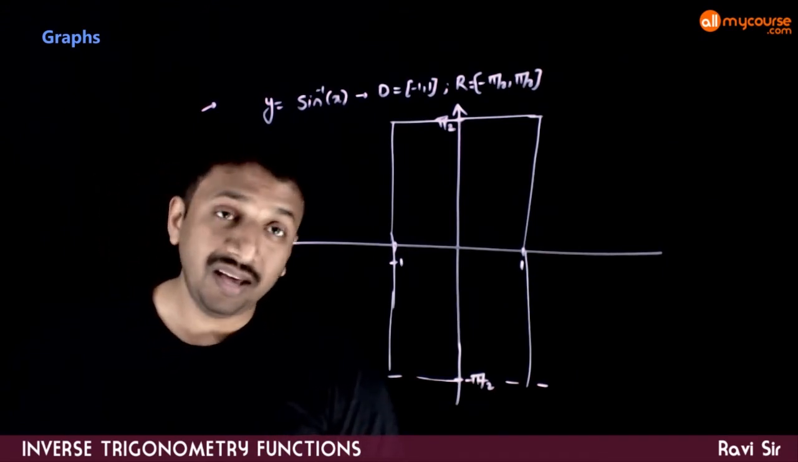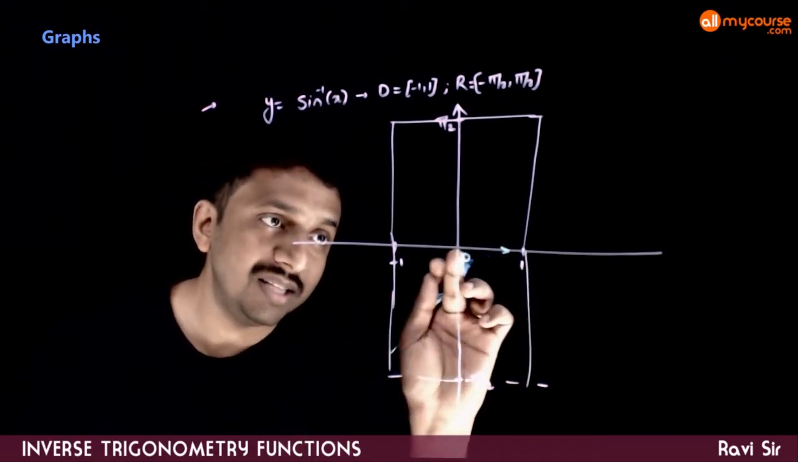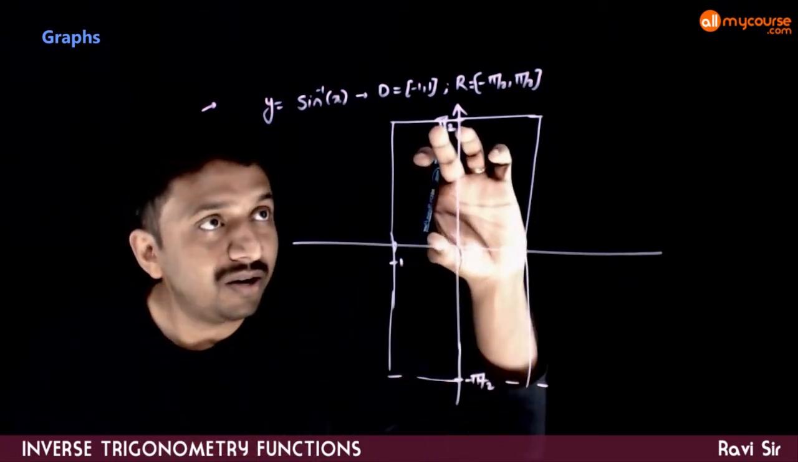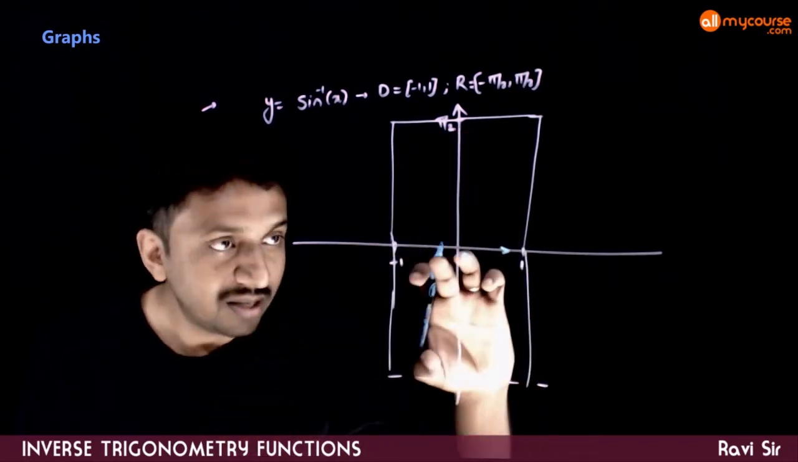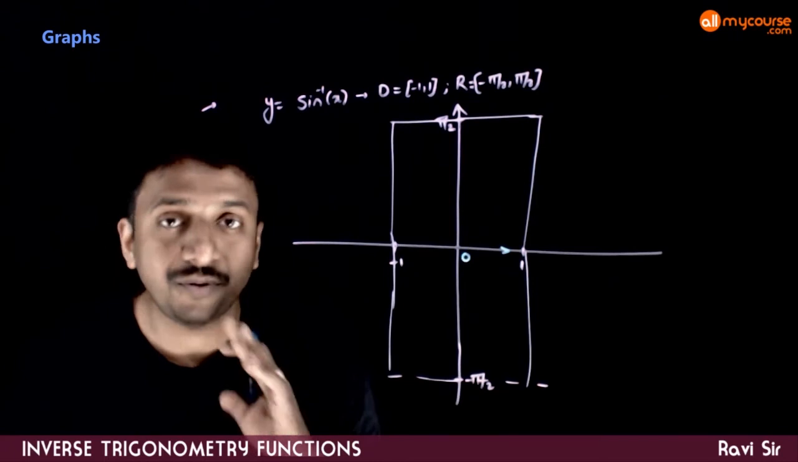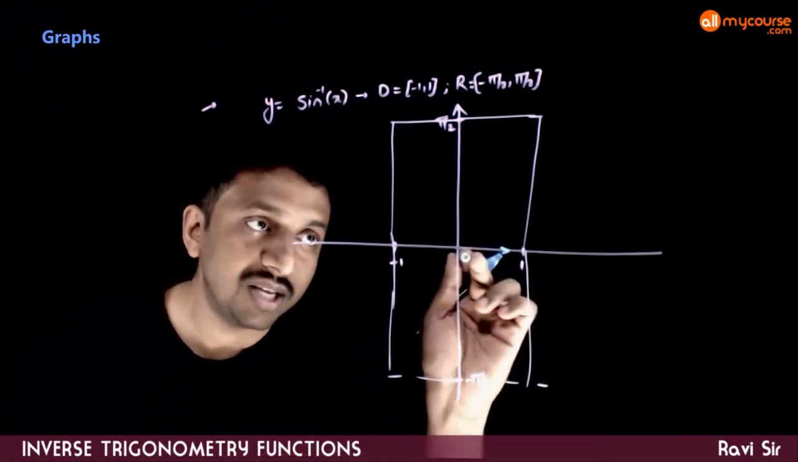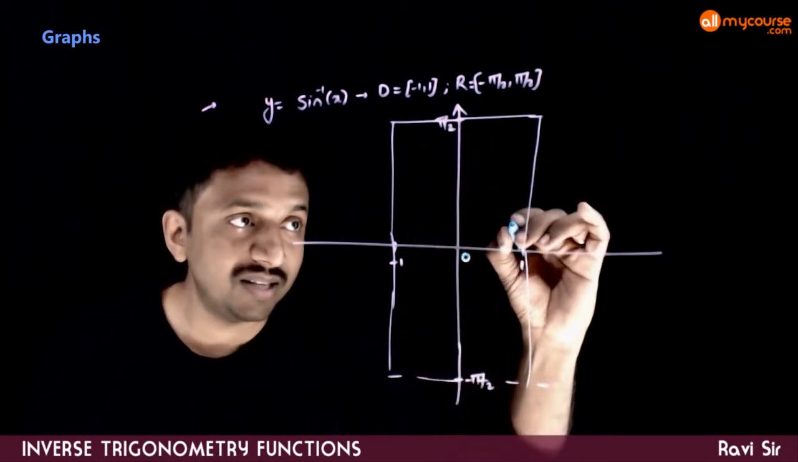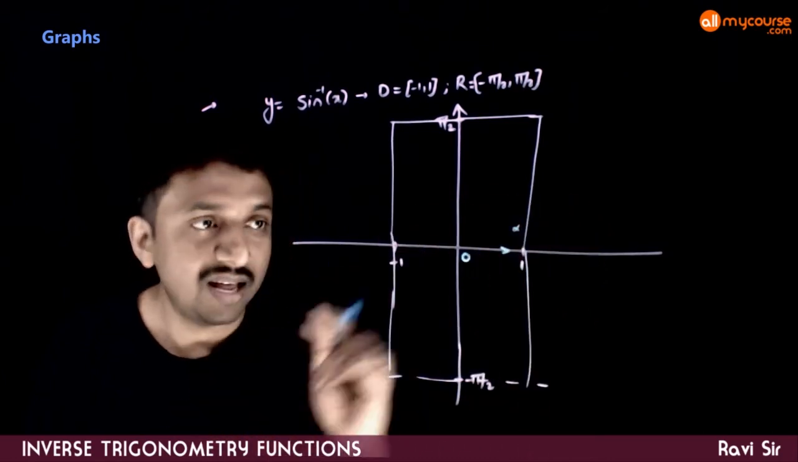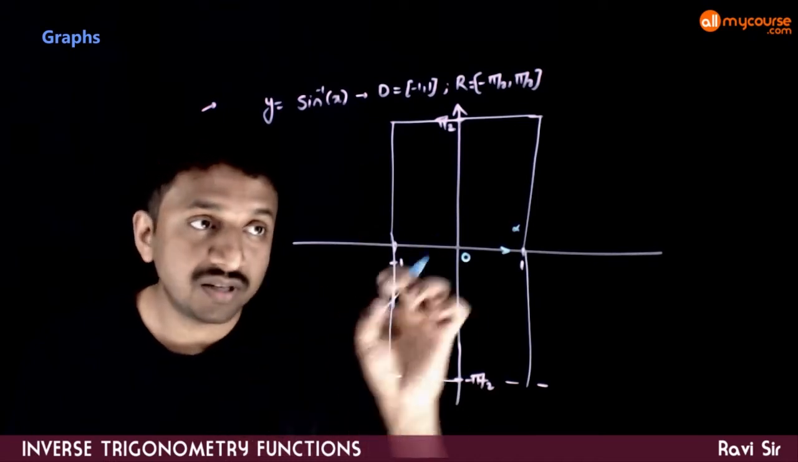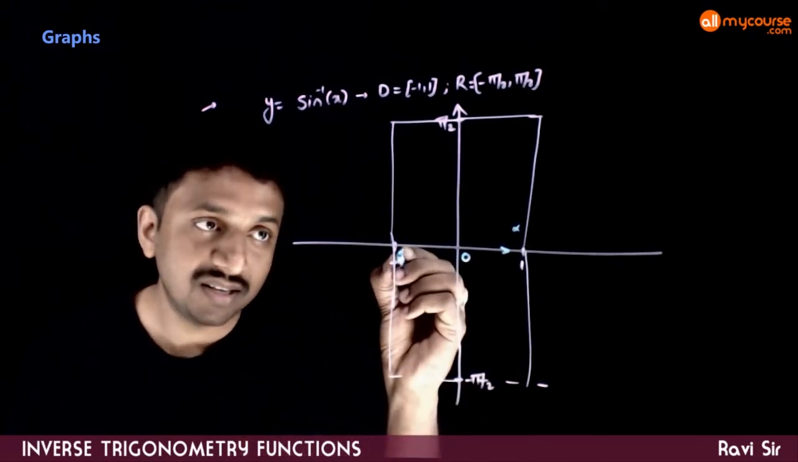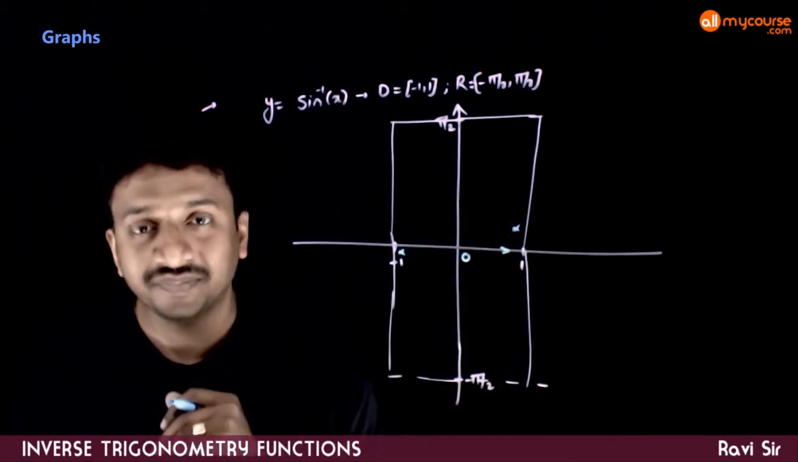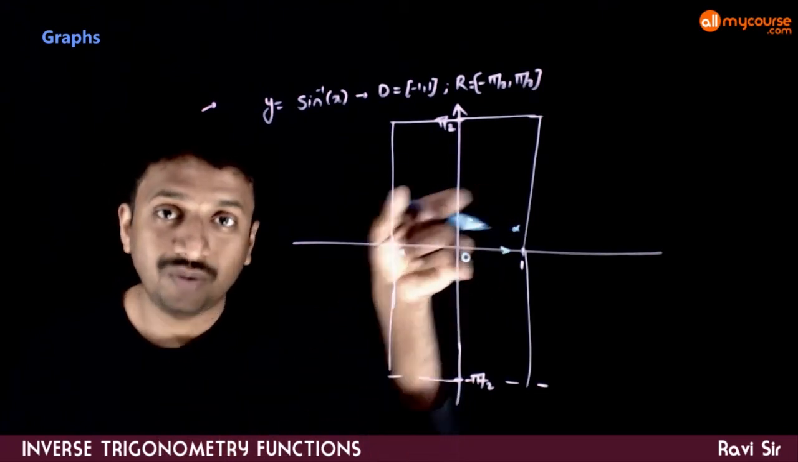Next, if positive numbers go inside sine inverse, you get angles in the first quadrant, right? So 0 to pi by 2 corresponds to angles in the first quadrant. 0 to minus pi by 2 corresponds to angles in the fourth quadrant. So if positive numbers go inside sine inverse, you get values of y in the first quadrant. That means the graph lies in this part, and if you take negative values inside sine inverse, the answers lie in the fourth quadrant. That means the graph of y is equal to sine inverse x lies in this part and this part. The graph does not go into these parts.